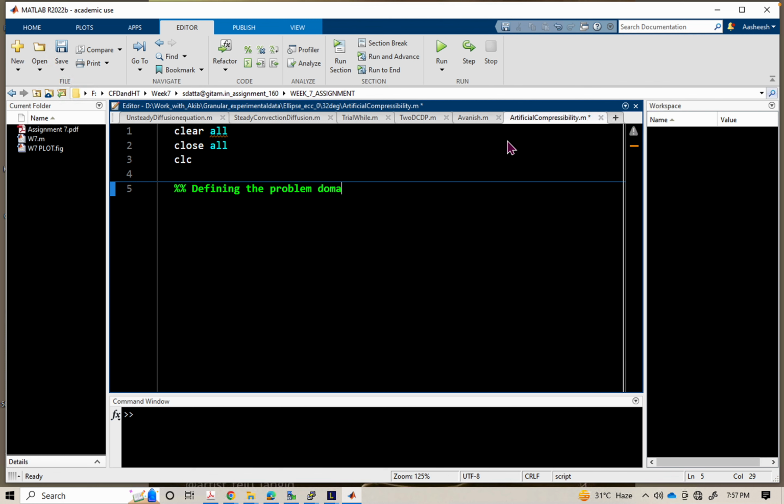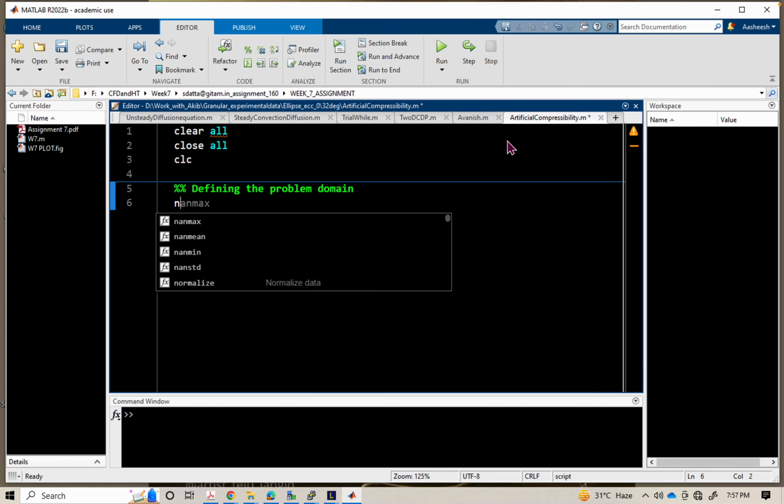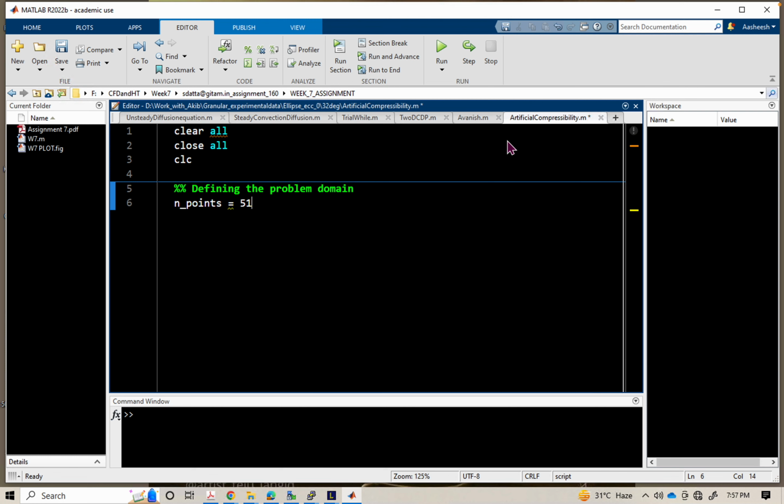If you forget, it was the week 8 lecture. There I covered, and week 9's I think some part I covered this. I forgot in which I covered. So I am assuming 51 points. These are the terms which are completely same as previous codes. So I am not changing anything.